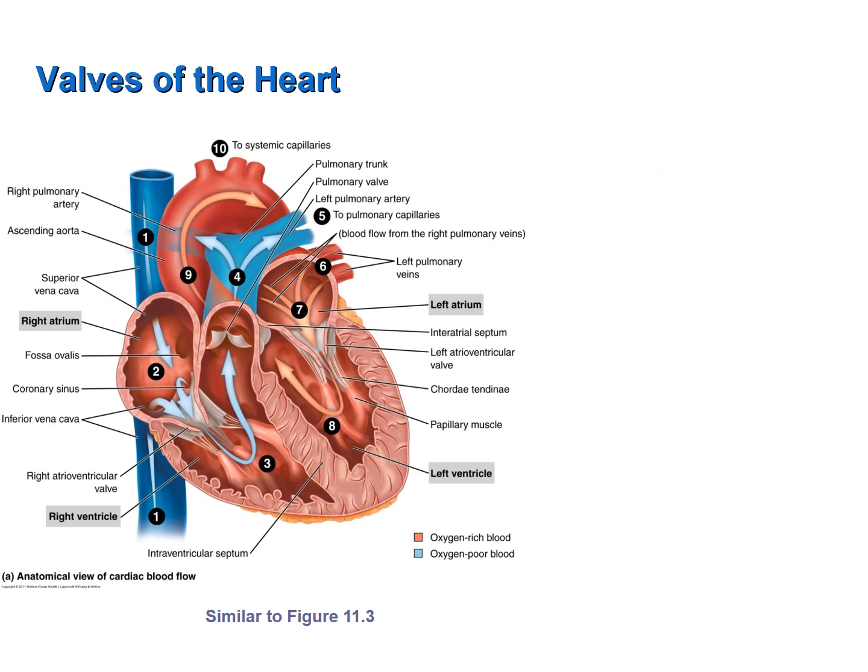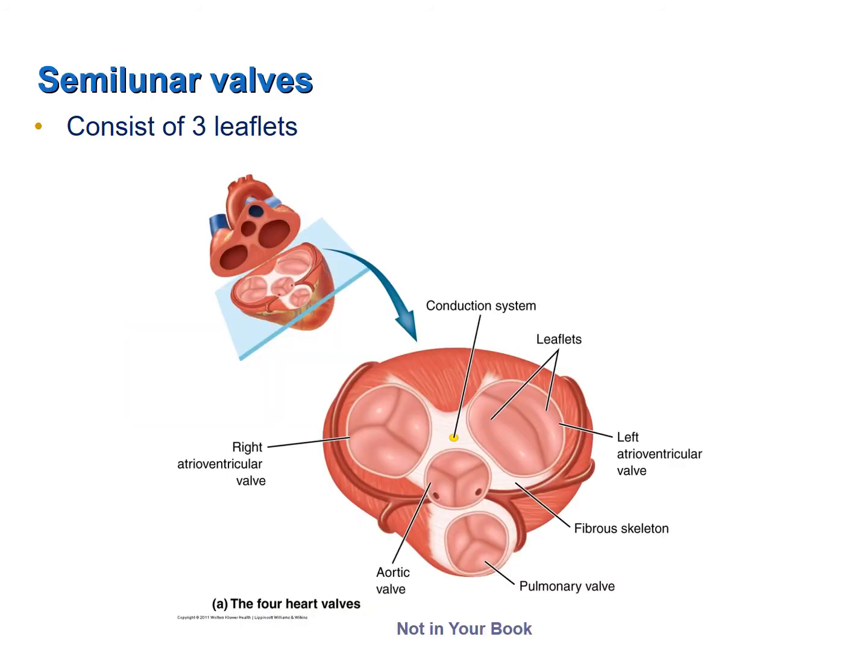There are also valves located at the openings to the pulmonary trunk and the aorta. They are called semilunar valves because they resemble half moons. You have the pulmonary semilunar valve at the opening of the pulmonary trunk and the aortic semilunar valve at the opening of the aorta.